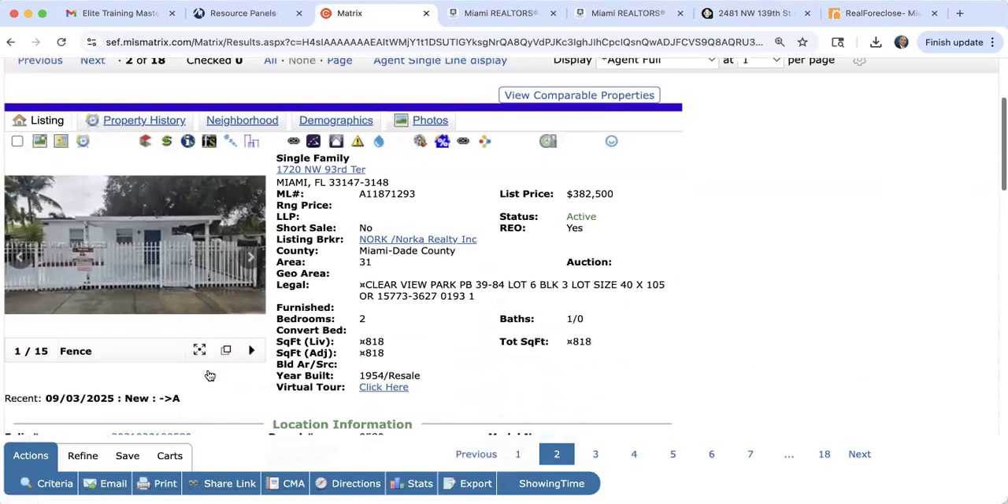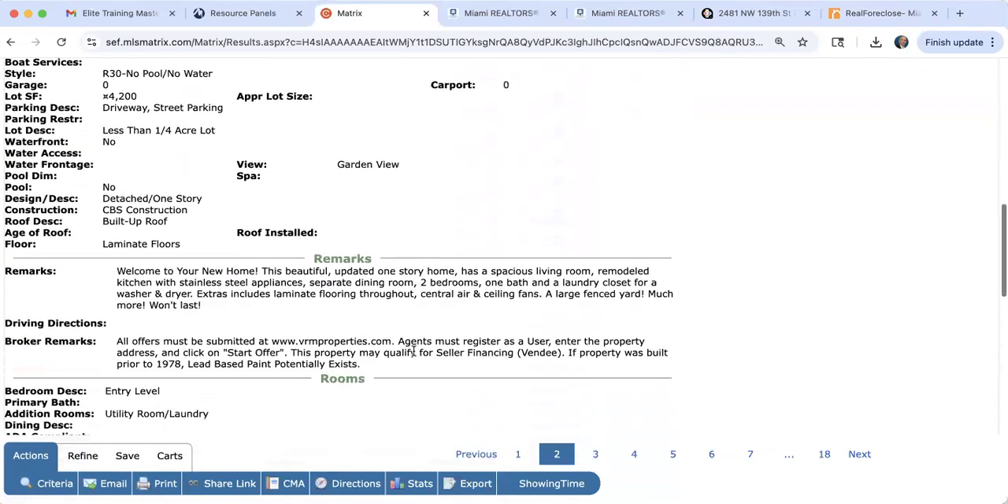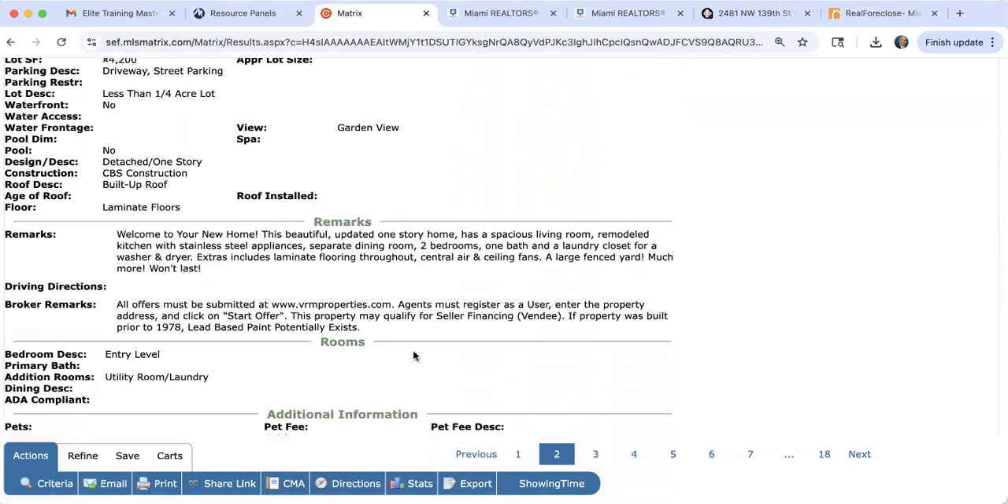This is another property over here. This is in the Northwest Miami-Dade part of our county. And we have here a property listed at 382. This is also an 800 square foot home, two bedrooms, one bathroom, and pretty much repeat the process, right? All offers must be submitted to vrmproperties.com. So you're going to have to go to vrmproperties.com to submit your offer.